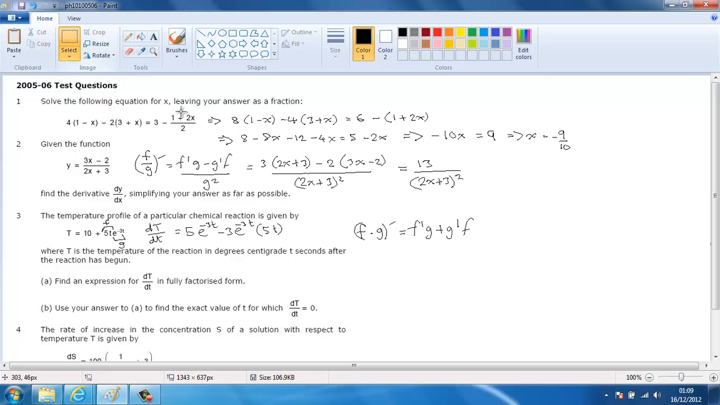Then we can look to see if there's any common factor. Well, we've got 5 in both terms and e to the minus 3t in both terms. So for the first term in the bracket, divide the original term by the common factor, so it's going to give us 1. The second term, the 5's cancel, the e's cancel, leaving us just with minus 3t.